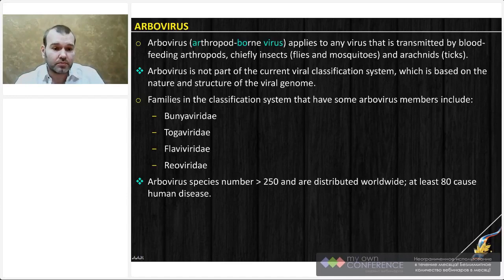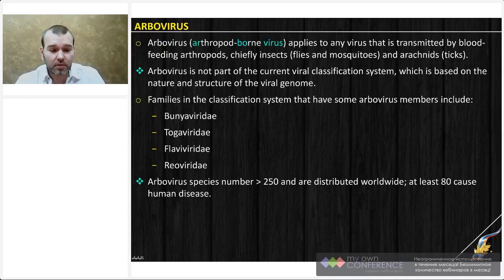We have different types of insects and different viruses included in the group, and the main families are Flaviviridae, which we will discuss today, and Togaviridae. And if you remember measles, it is an exception, because actually it is a family of viruses which are transmitted through blood-sucking insects.